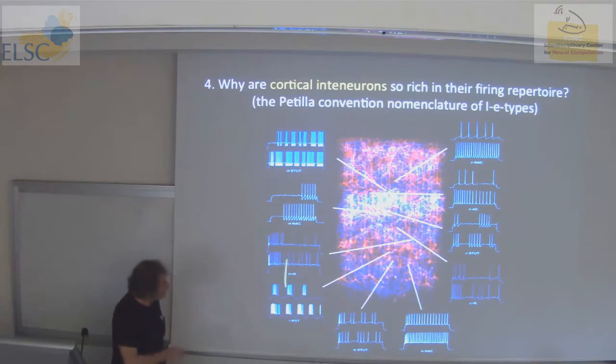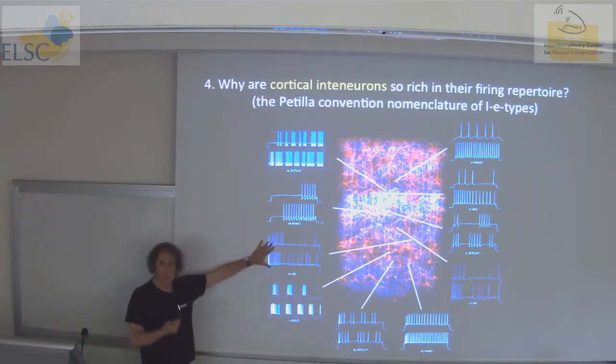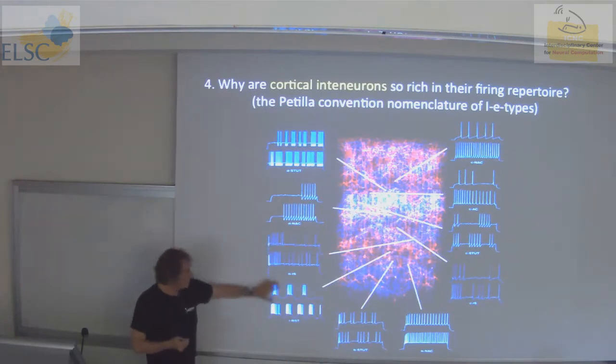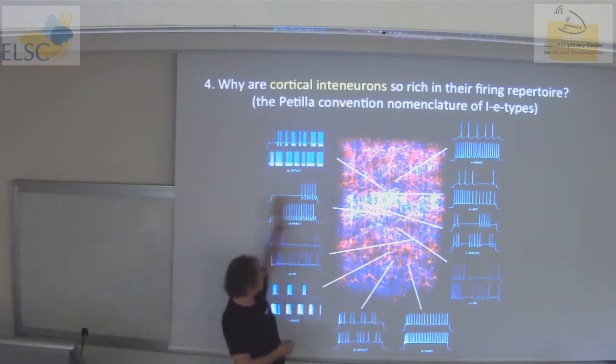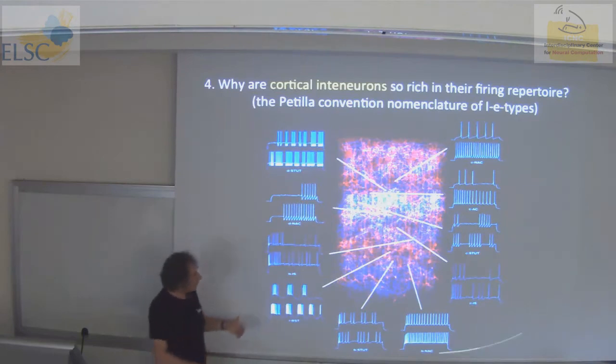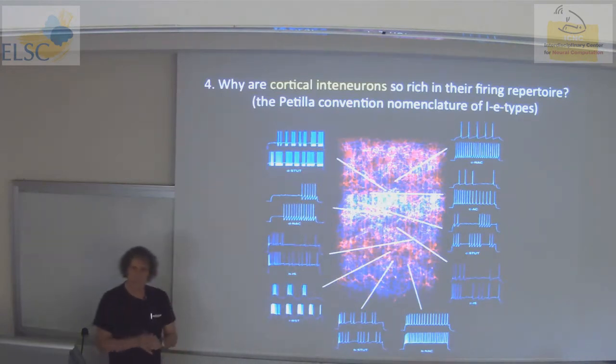Are there really subclasses, electrical subclasses? I can tell you now that if you compare the firing properties using exactly the same method for excitatory cells and for inhibitory cells, so this is now only the inhibitory cells, there is a huge difference in terms of the richness of the firing repertoire. The inhibitory cells are much, much richer in terms of the variance of the firing repertoire compared to excitatory cells.